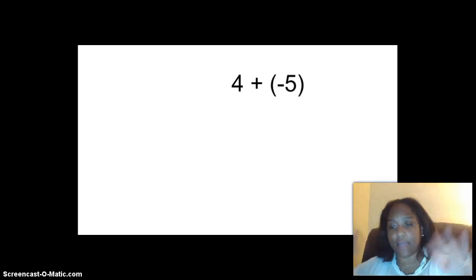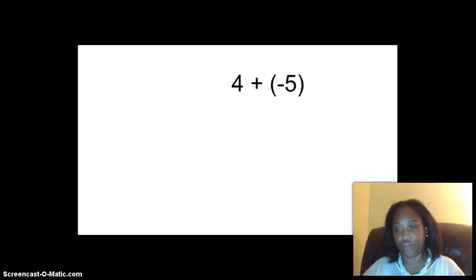Okay, so you might see Alana come in and out of the picture. She's getting ready to go to bed. All right, so I need to erase this.